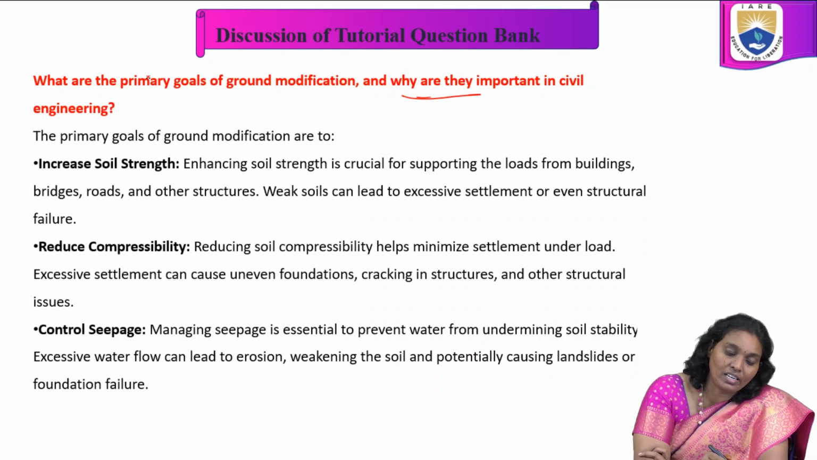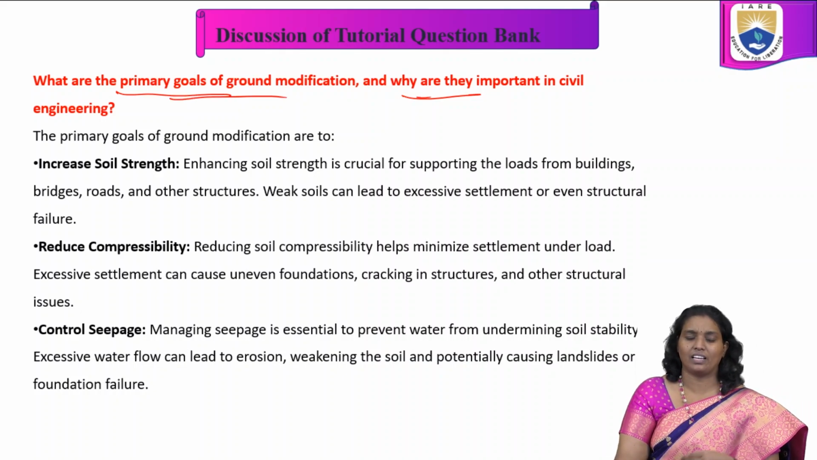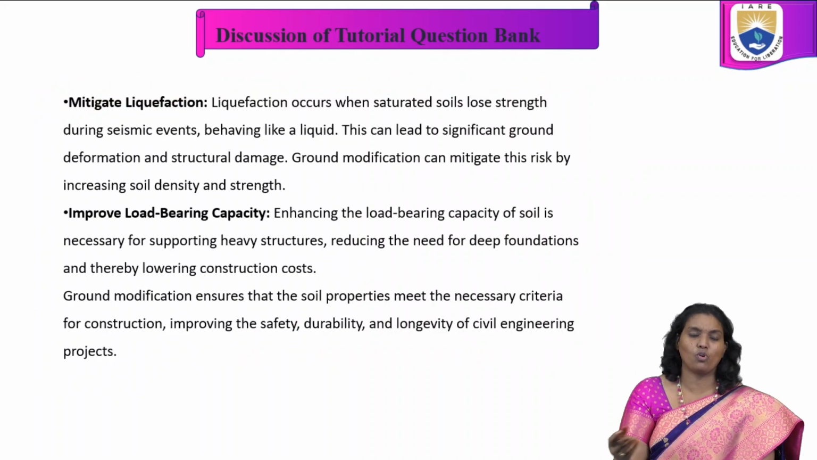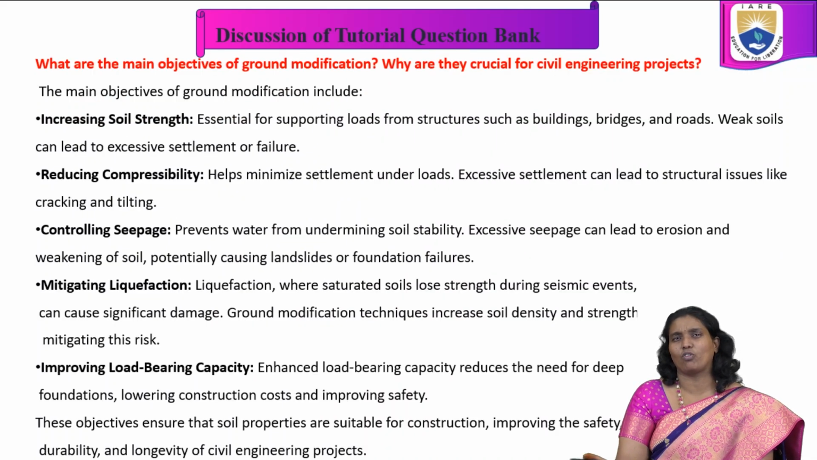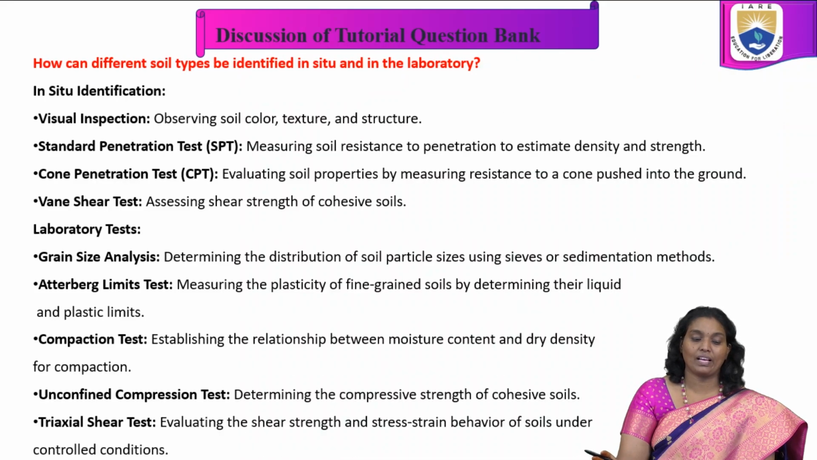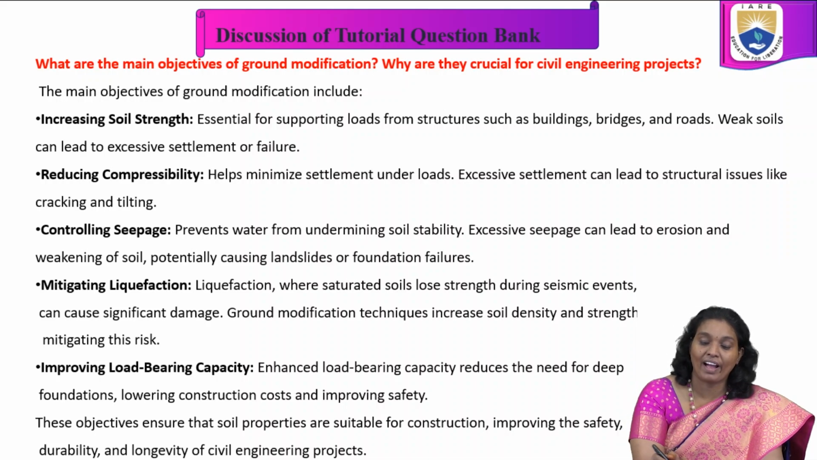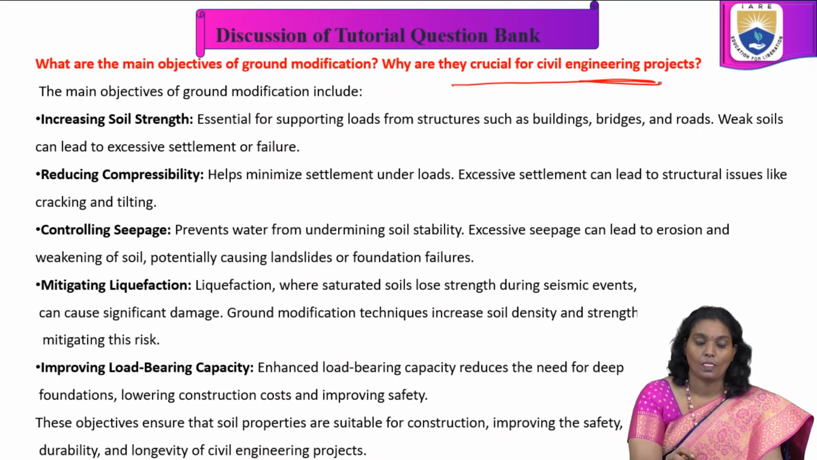The first thing: what are the primary goals of ground modification? Increase soil strength, reduce compressibility, control seepage, and so many more. We write using our technical terminology, whatever applies. So: increased soil strength, reduced compressibility, controlled seepage, mitigation of liquefaction, improved load bearing capacity. In that we also write why they are crucial. So these are the main objectives.